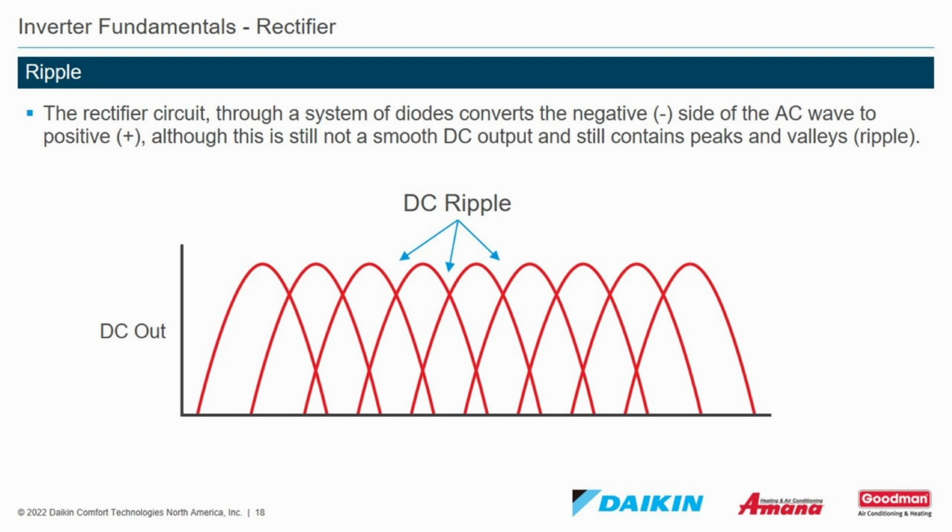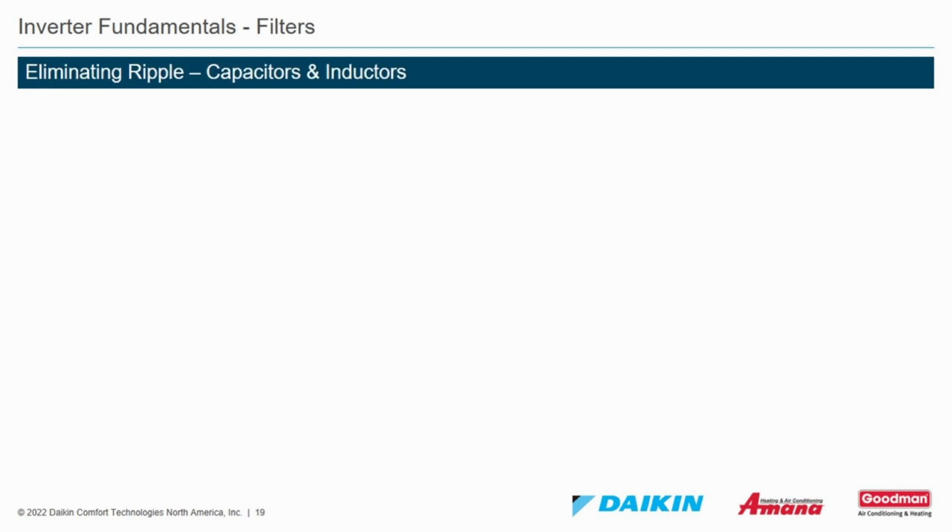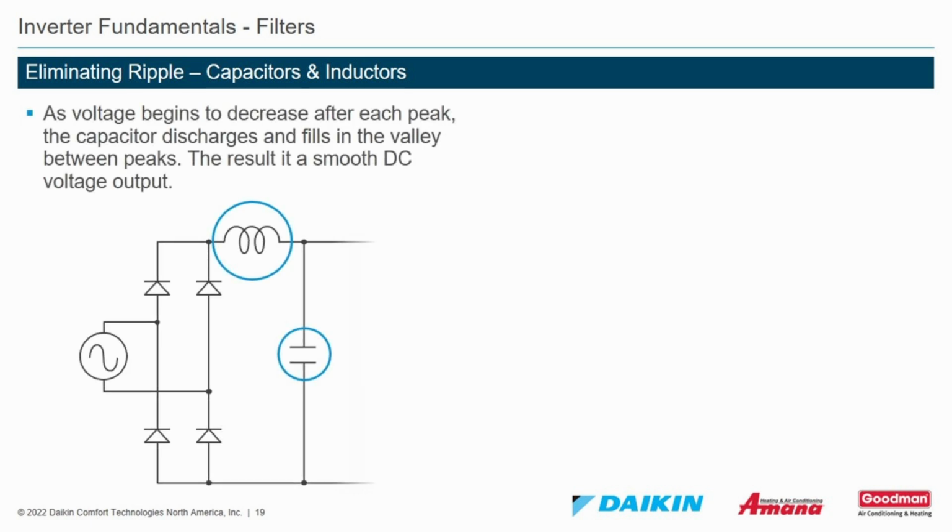Ripple. The rectifier circuit, through a system of diodes, converts the negative side of the AC sine wave to positive, although this is still not a smooth DC output and still contains peaks and valleys, or ripple. Eliminating ripple using capacitors and inductors. As voltage begins to decrease after each peak, the capacitor discharges and fills in the valley between the peaks. The result is a smooth DC voltage output.